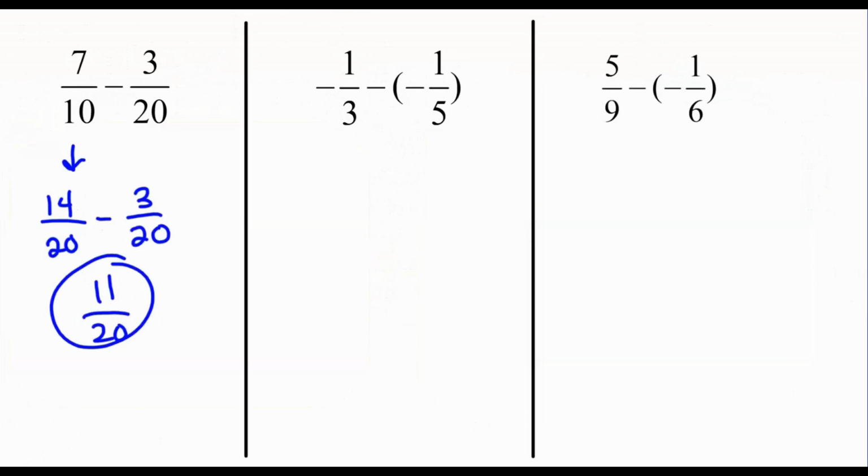Negative 1/3 minus a negative 1/5. First thing I'm going to do is change this to addition. So this is negative 1/3 plus 1/5. And then I need to get a common denominator. And the common denominator of 3 and 5 is 15.